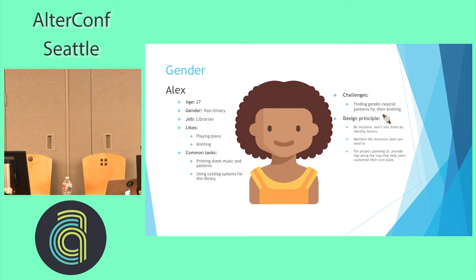For project planning UI, we can add tips as well. So this is what I was talking about before, where you can add contextuality, you can add suggestions for how to set up tasks, where you are in a knitting project, et cetera.